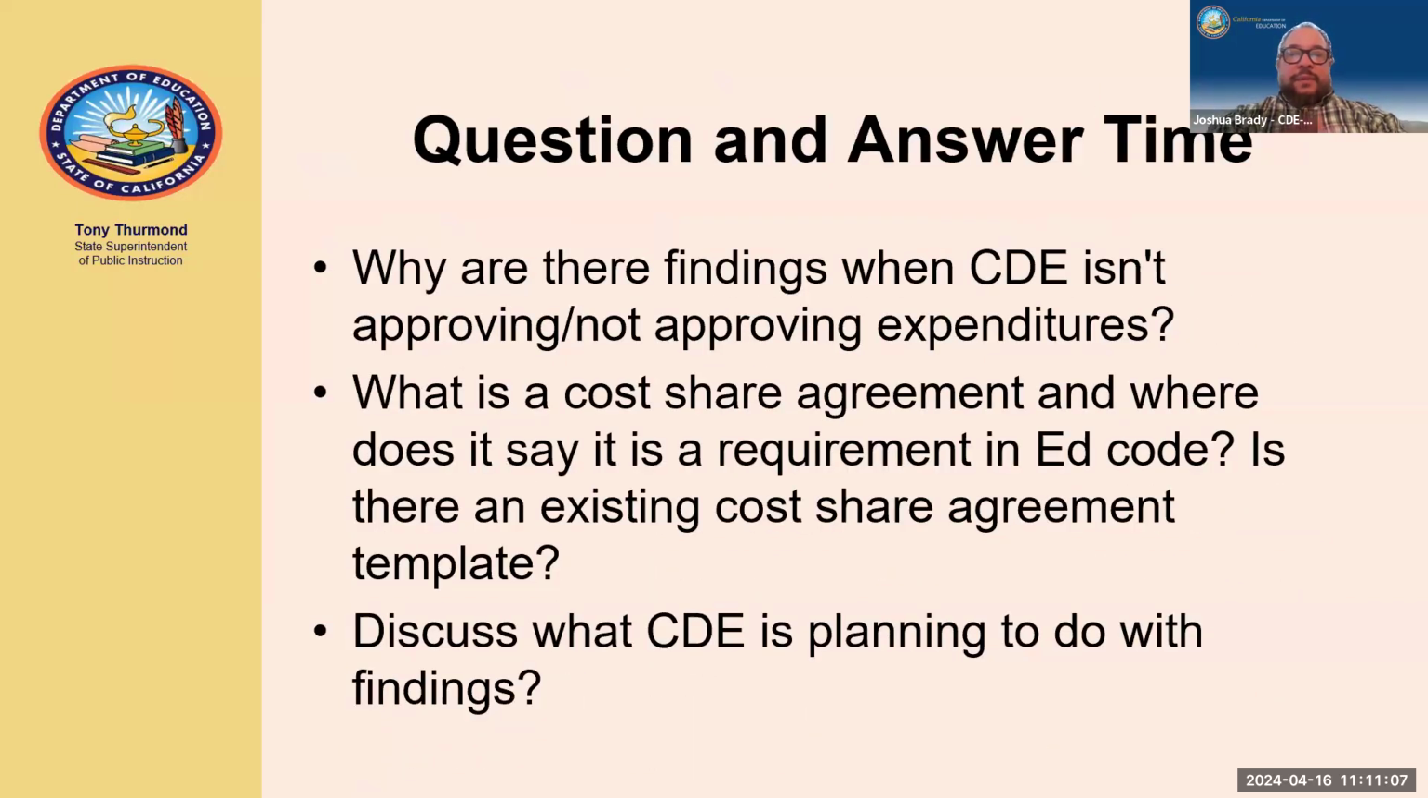And then we have a few minutes, so I just wanted to ask some questions of Iqbal, and then we'll wrap this up and I'll pass it back to Nat. But Iqbal, question for you. Since we're not approving or denying expenditures, why would there be findings for FPM when we're going out there?